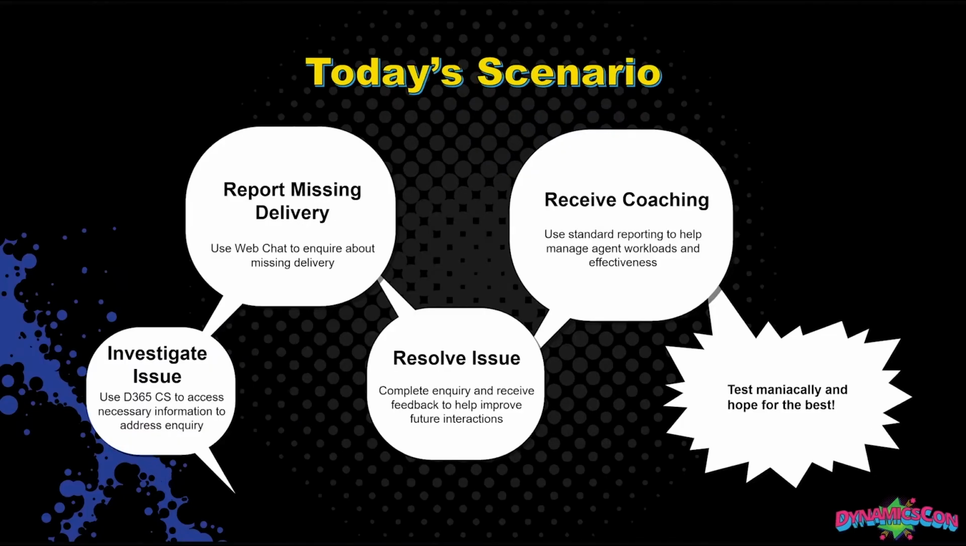So in this scenario, I'm going to report a missing delivery using web chat, and then I'm going to investigate the issue using Dynamics customer service, and then I'm going to resolve the issue. Then the agent is going to receive some coaching from their supervisor, and then they're going to be able to be even better. Of course, at the end of all this, this is basically where we're going to be testing maniacally, hoping for the very best, and all that.